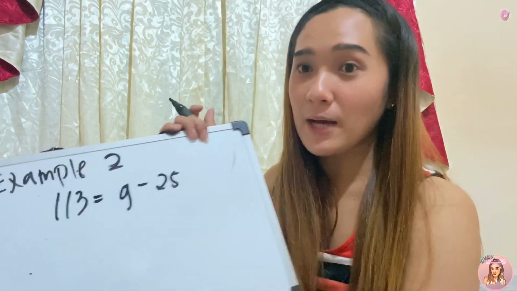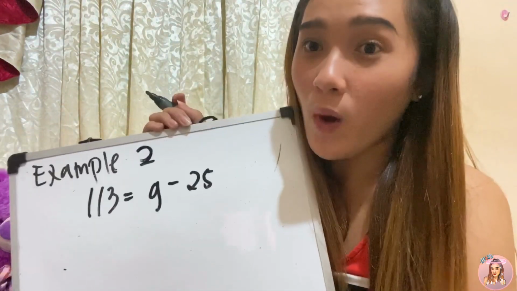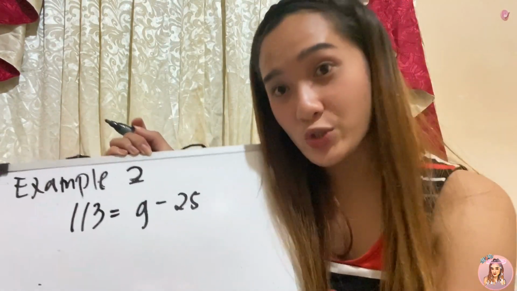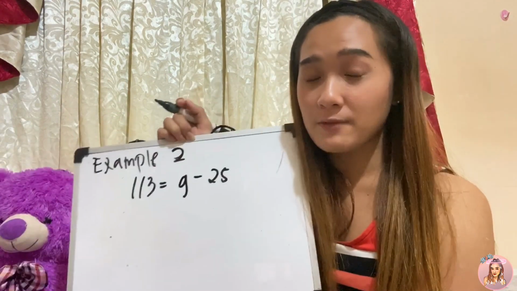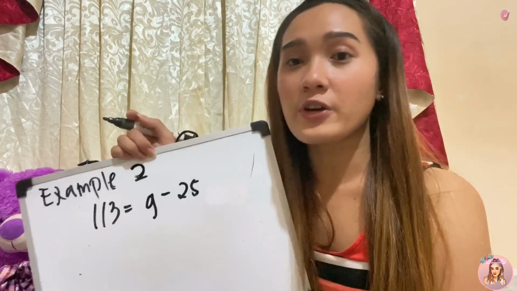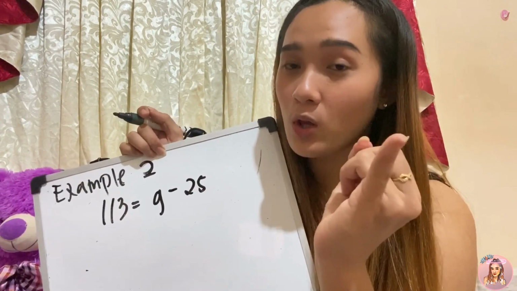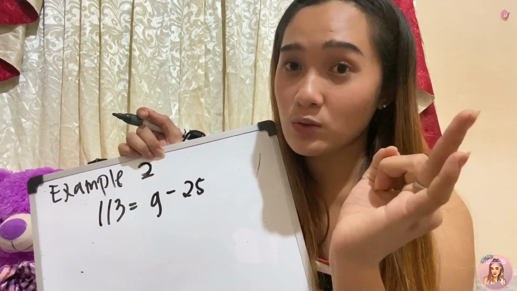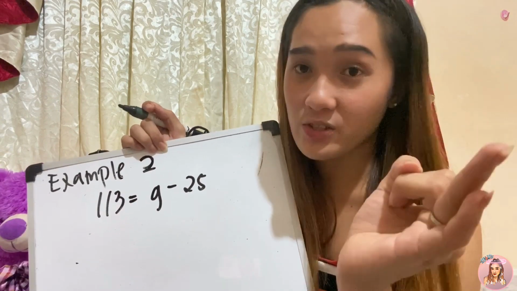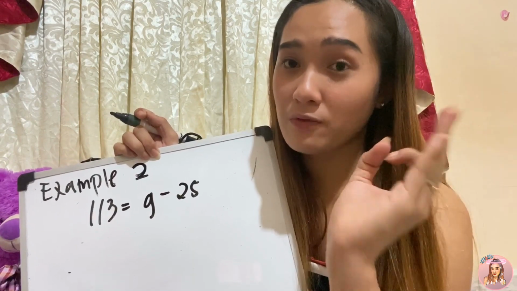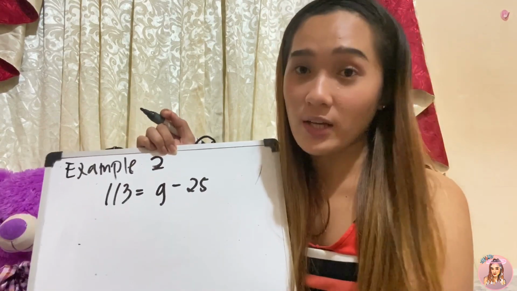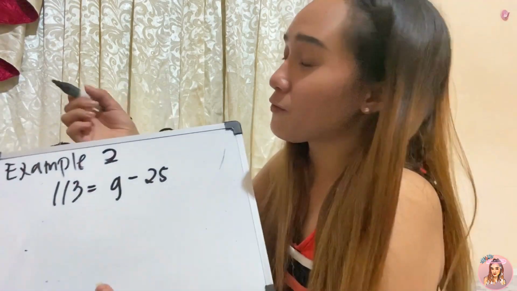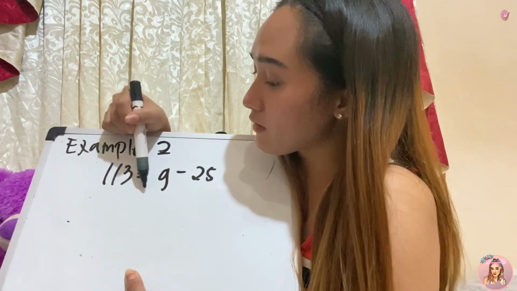So this is our example number 2. 113 equals G minus 25. So there are 4 steps to solve this equation. First is to encircle the variable. Second is to define what operation. Third is to use the inverse operation. And the last is to check your answer. So the first step is to encircle the variable.